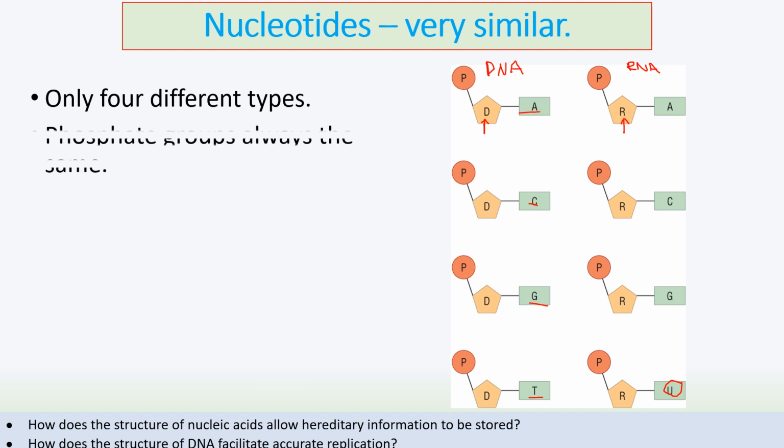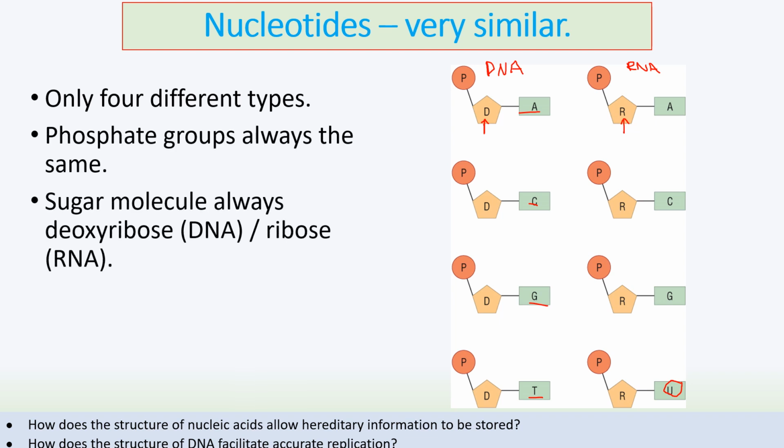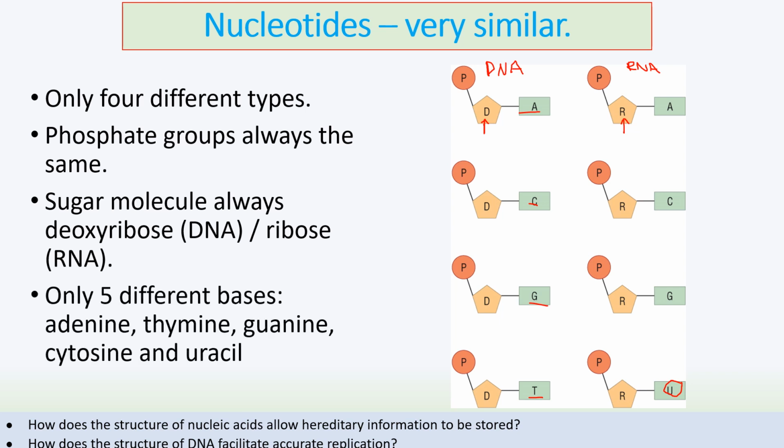You need to know that the phosphate group is always the same. The sugar is either deoxyribose or ribose, and there are 5 different bases: adenine, thymine, guanine, cytosine, and uracil. Basically, thymine is the organic base in DNA, which is replaced by a very similar molecule, uracil, in RNA.